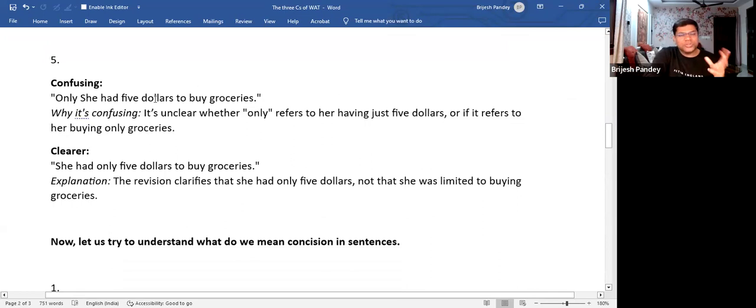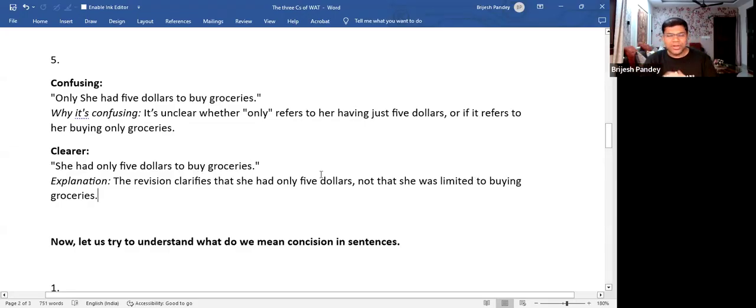Now this is a very confusing sentence. What is so confusing about it? We don't know whether the word only is in the right place or not. Is it only she who had $5 to buy groceries, or is it that she had only $5 to buy groceries? There is nothing grammatically wrong, but when you look at this sentence, you feel that this is expressing the idea in a better way. She had only $5 to buy groceries. That means you are expressing that only $5 is referring to the amount and not to the person, as if there are 20 people and only she had $5 to buy the groceries. Correct. So this is the way you have to express sentences.